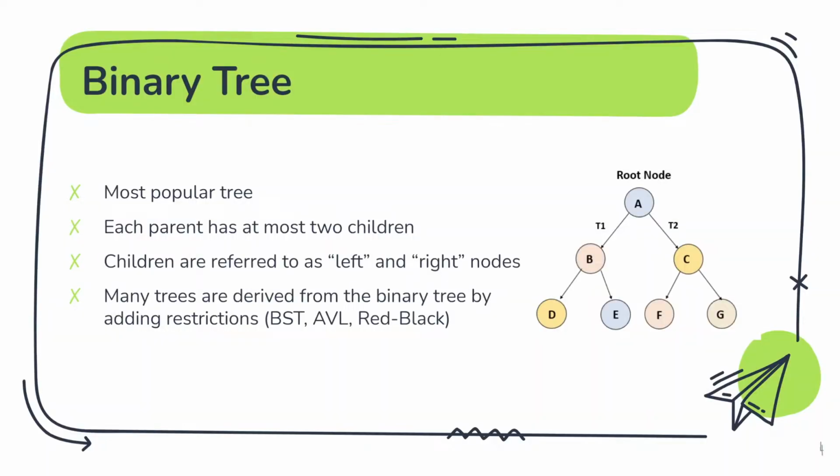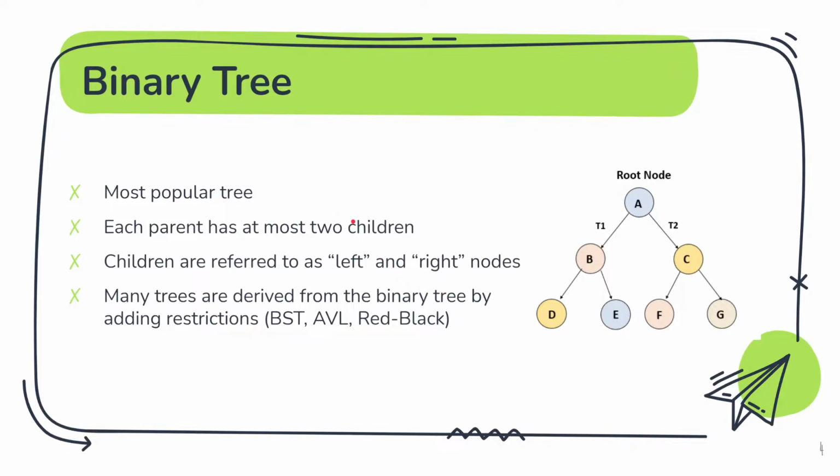The first tree we have here is a binary tree. Most trees are actually derived from a binary tree, which is why it's regarded as the most basic and most popular tree. Some of the derivations we have here are binary search tree, AVL tree, and red and black tree. We'll be going over binary search tree and AVL tree this lecture, but unfortunately due to time restrictions, we won't be able to go through red and black tree.